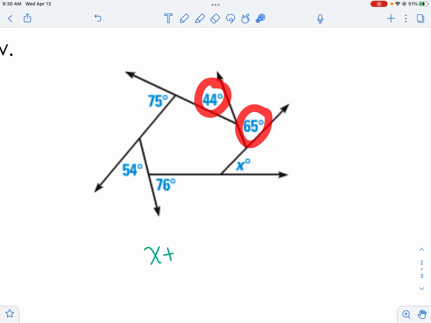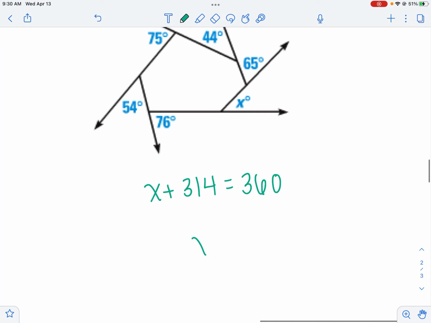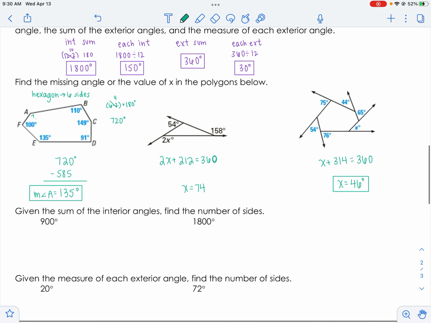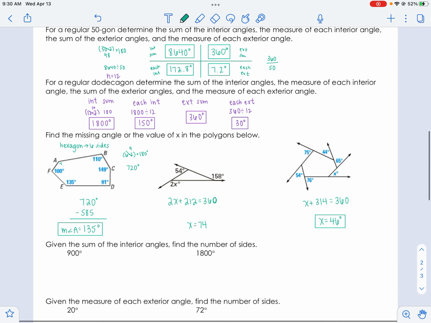So if I add up all of these numbers, I'm going to give you a minute to see what you get. You should get 314, and my total should be 360. So if I solve for x, I'm just going to subtract. x, that missing angle, would be 46 degrees. And that's how we use that in a problem.